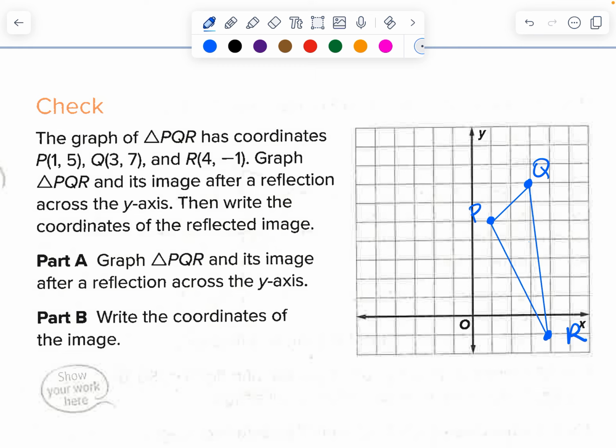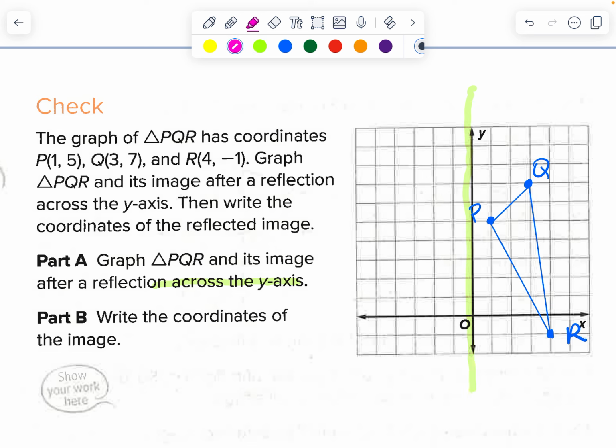Okay, well, that's a little bit off, isn't it? Give me just a second. This R is not quite where it needed to be. There we go, that's better. There we are. Now, it says that we're going to do a reflection across the y-axis.